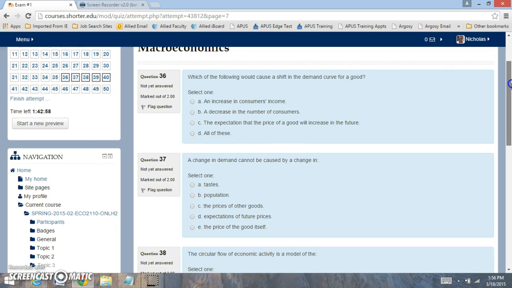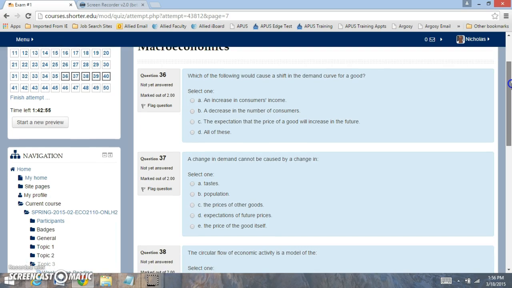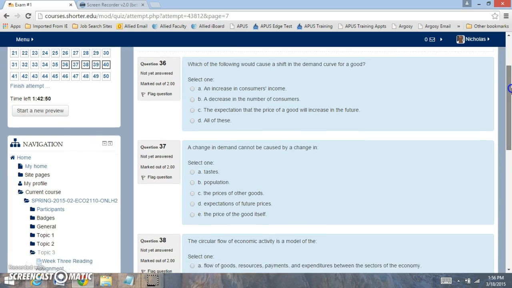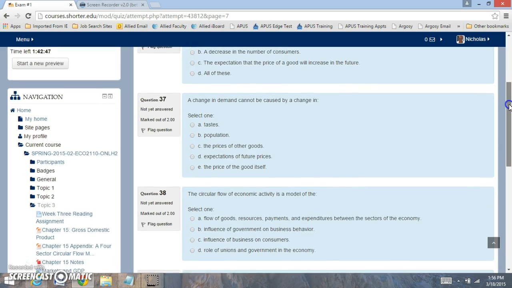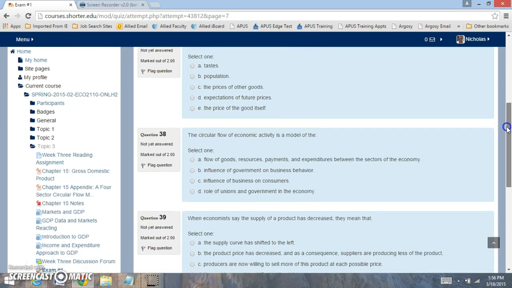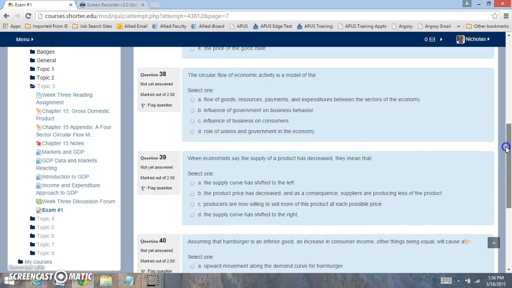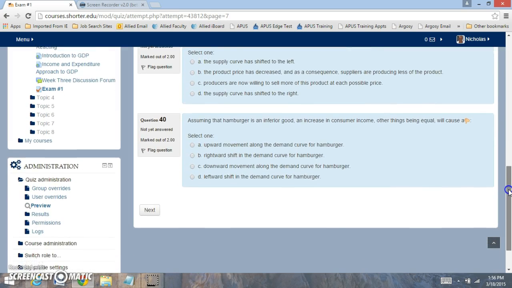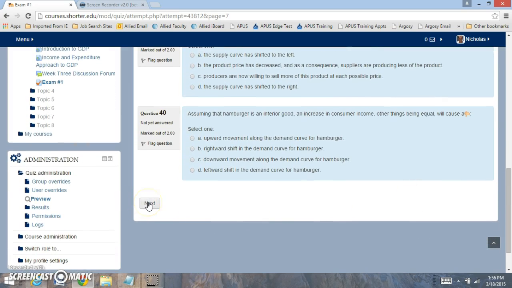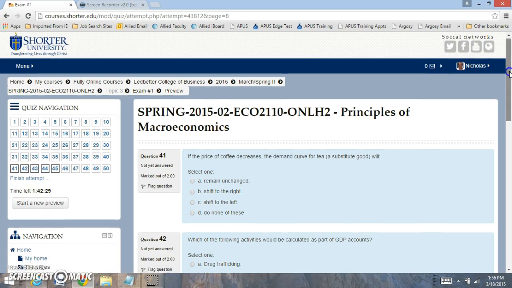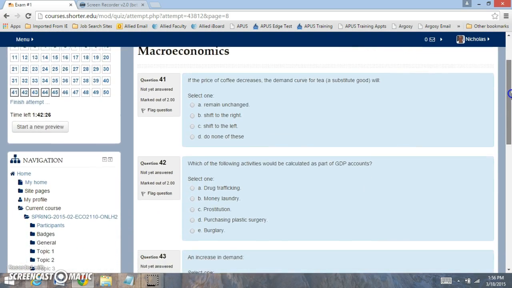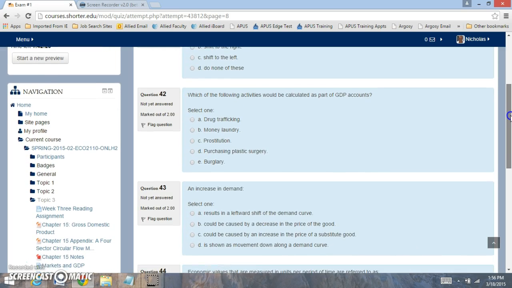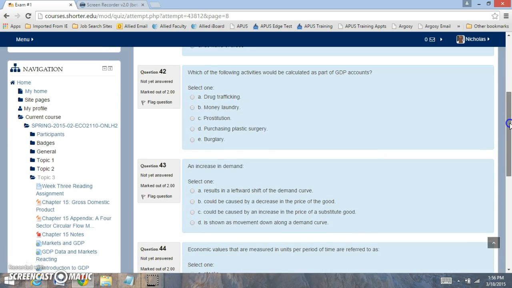Factors that cause the demand curve to shift: income, taste and preferences, expectations, number of buyers. Price is not a determinant of demand. That's just a movement along the curve. An inferior good is when my income increases, I buy less, or the opposite. GDP is looking at all goods that are legal.